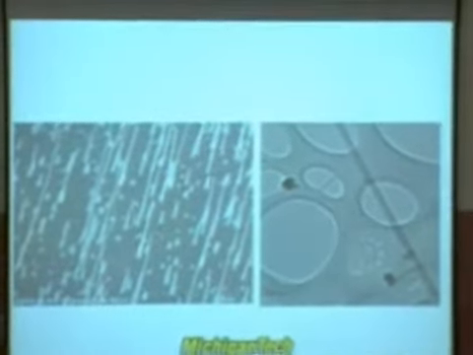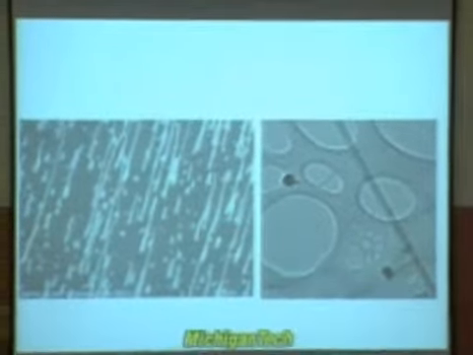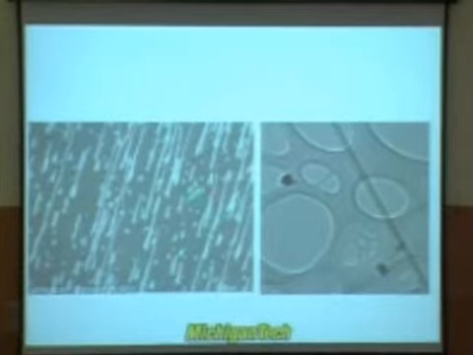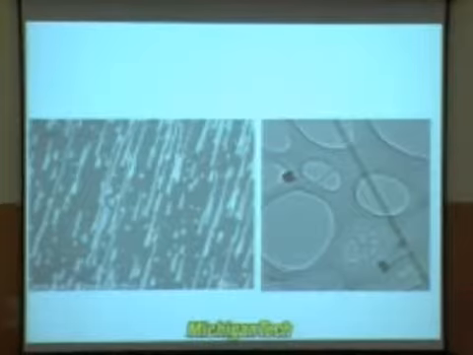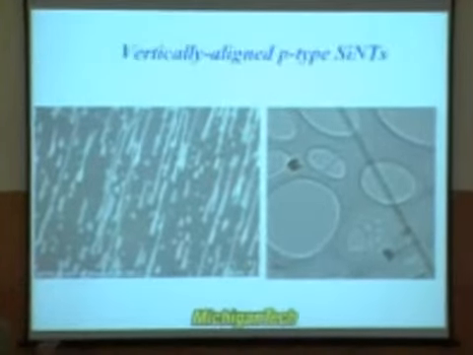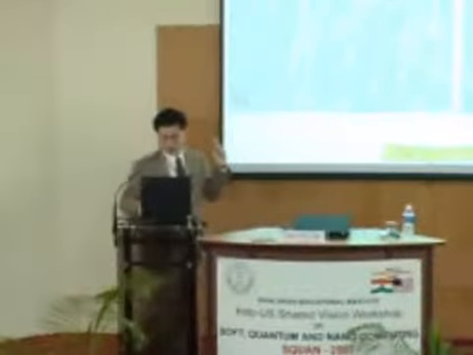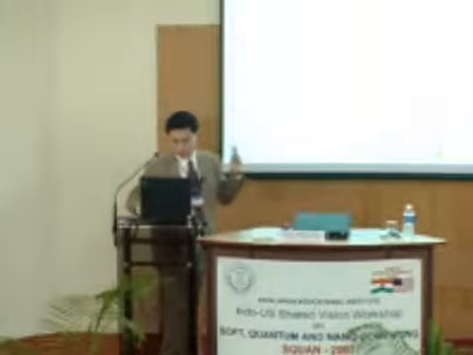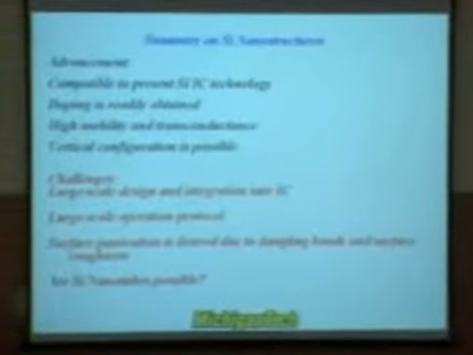This is our latest result. We don't have to use the supercritical hydrothermal technique, just vacuum technology. We can make them vertically aligned. You can see the tube is perfect, uniform in diameter. This is still ongoing. I don't want to tell you more about this one. And they are p-type, all right? And the conductivity is comparable to the silicon substrate. All right, that's all I want to summarize on silicon nanostructures.